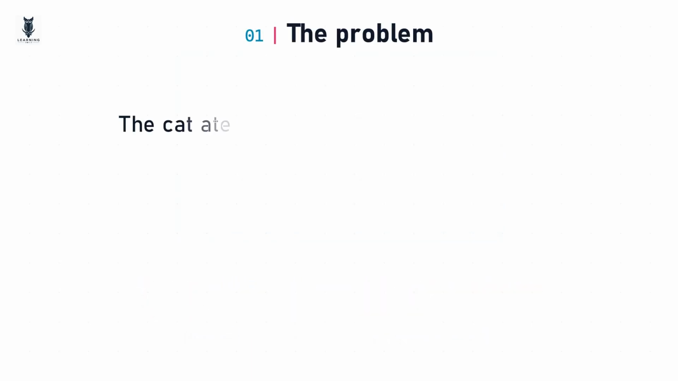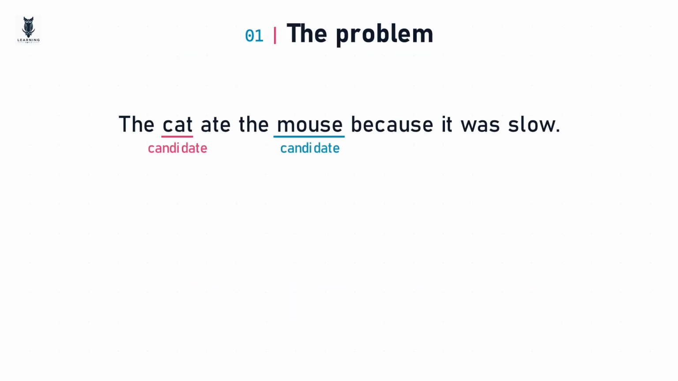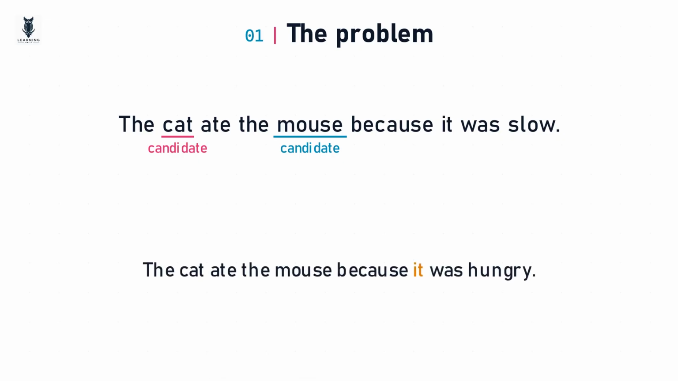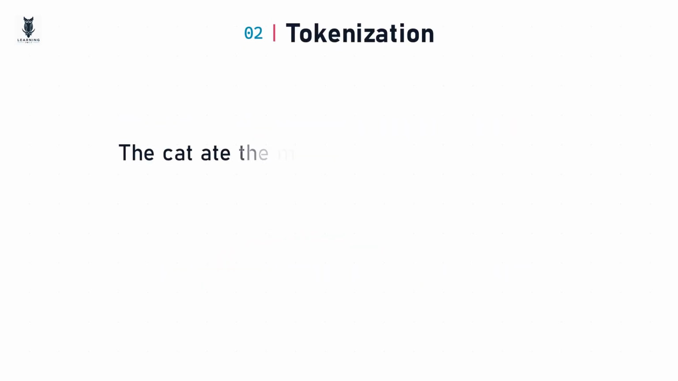To feel the challenge, put yourself in the machine's place. At first, to it, a sentence is just a string of symbols. No meaning, no grammar, no idea who ate whom. And "it" is an especially tricky word. Here, 2 candidates, the cat and the mouse. Grammar alone won't decide. Change a single word, the cat ate the mouse because it was hungry, and suddenly "it" is the cat. The right link doesn't depend on grammar, it depends on meaning, on context, on the logic of the scene.